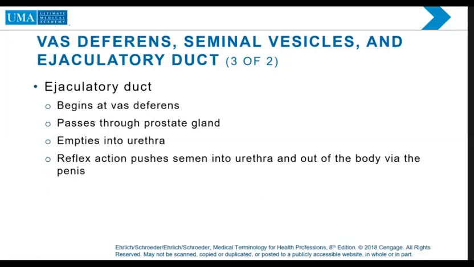The ejaculatory duct begins at the vas deferens. It passes through your prostate gland, empties into the urethra, and has a reflux action that pushes semen into the urethra and out of the body via the penis.